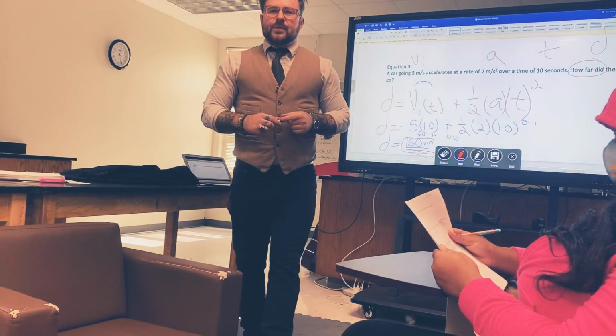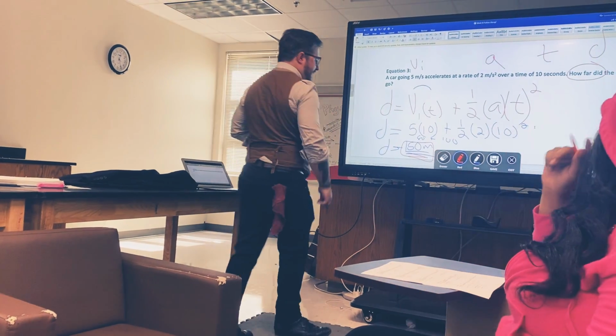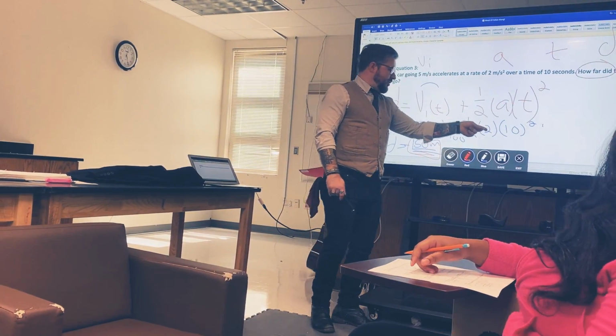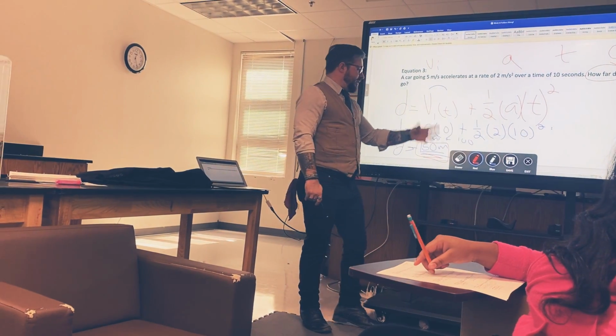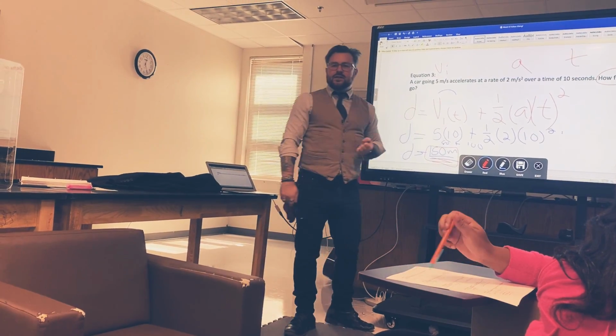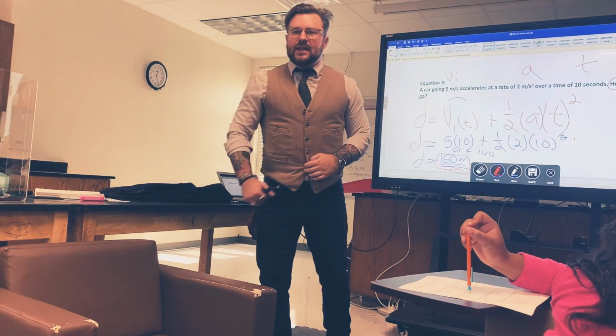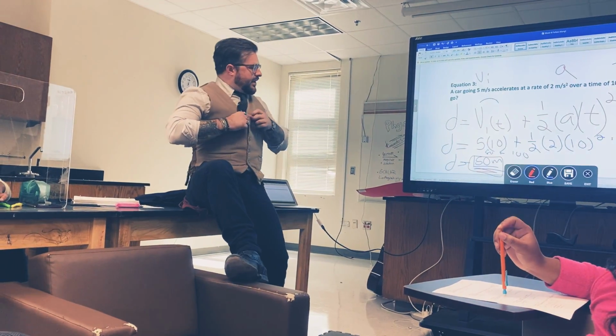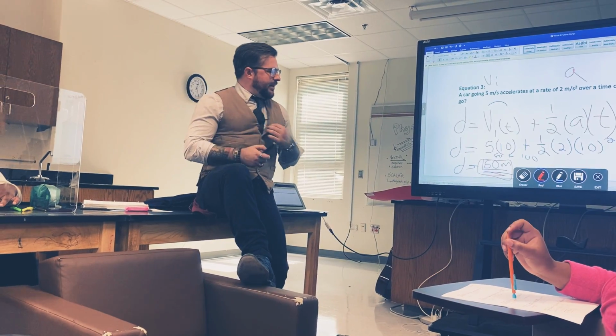That's 150? Yeah, it's 150, right? You tell me. 10 squared, that's 100. Times 2, 200. Divided by 2, that's 100. Plus 5 times 10 is 50. 100 plus 50, 150 meters. It's like that. It's so easy. All right.